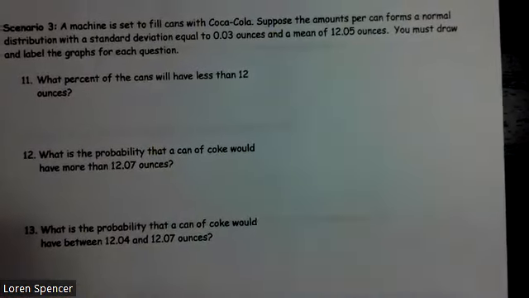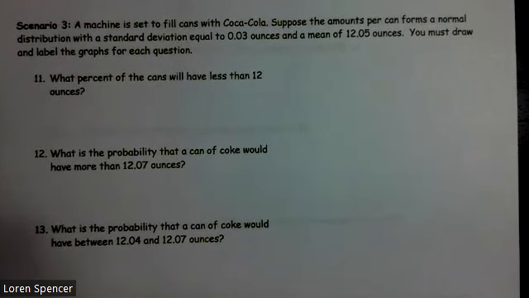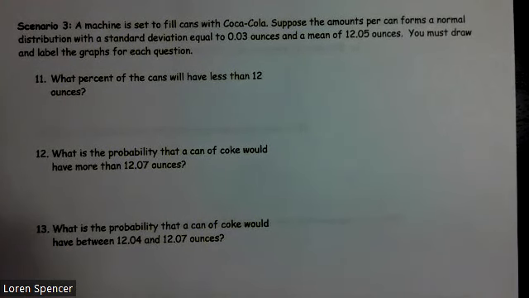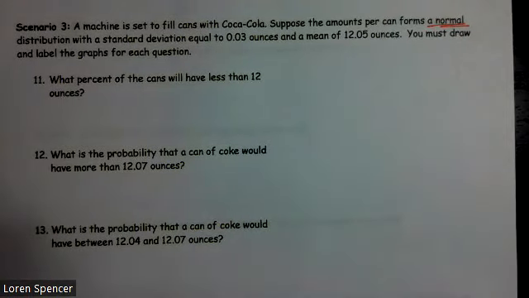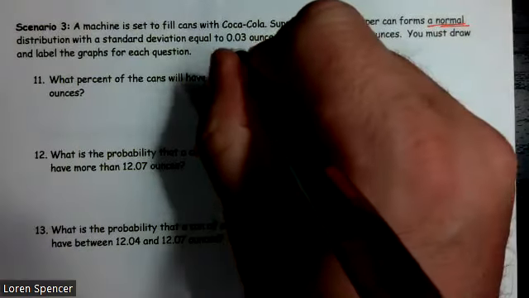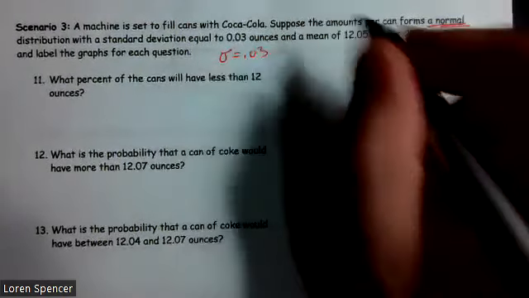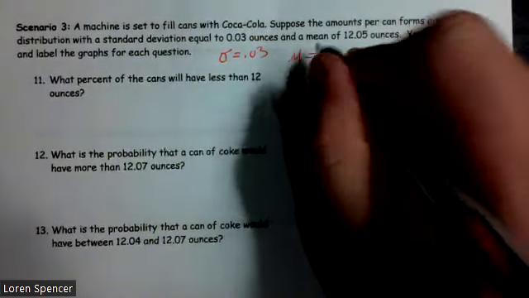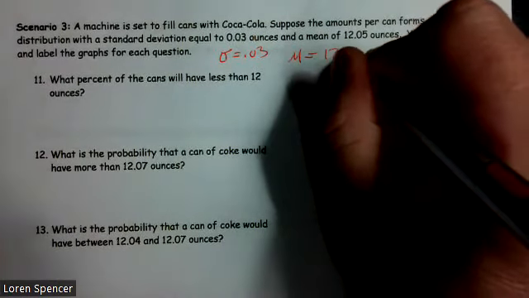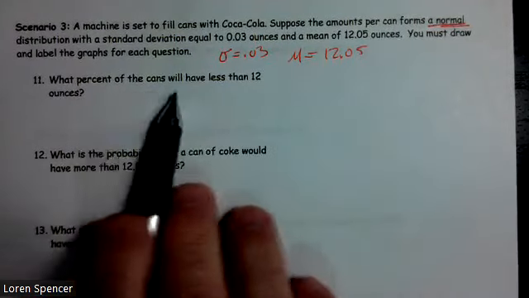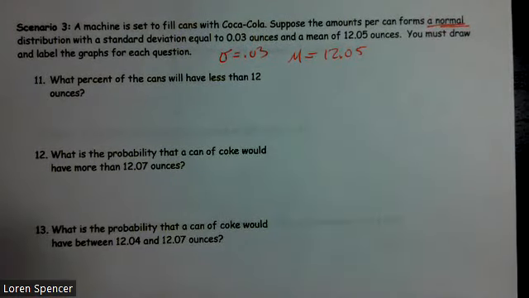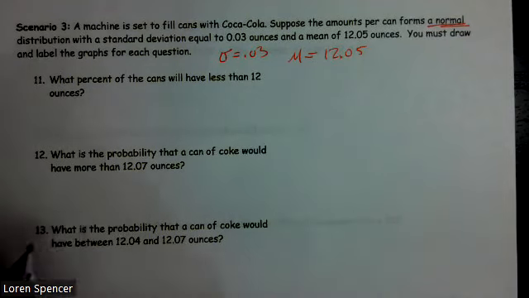Moving on. A machine is set to fill Coca-Cola cans with Coca-Cola. Suppose that the amount per can forms a normal distribution. Well, that's important. You need to know that we're working with a normal with a standard deviation of 0.03 and a mean of 12.05. Okay. Draw and label the graphs. Every time we have a normal problem, we need to draw a graph. That just needs to be part of our plan, but we don't have to be perfect.